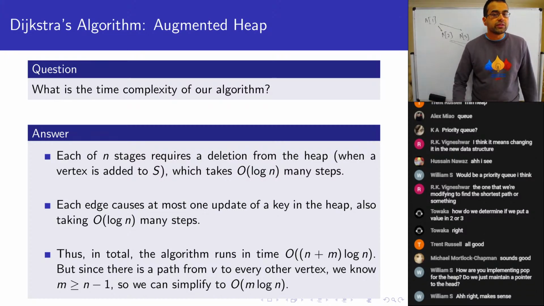For example, since there's a path from S to everyone, then every vertex other than S must have an incoming edge, and so the number of edges is at least the number of vertices minus 1, and so we can simplify this to simply m log n.